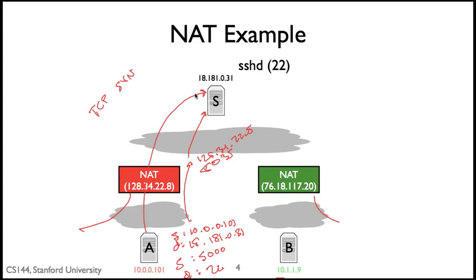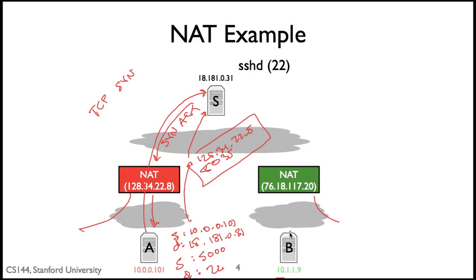It'll generate, say, a TCP SYN-ACK in response to this IP address and port. When the NAT sees that packet come back in, it's going to retranslate that 128.34.22.8 8035 to 10.0.0.101 5000 and forward that packet to A. And so it sets up a mapping between this internal port IP pair and an external port IP pair.